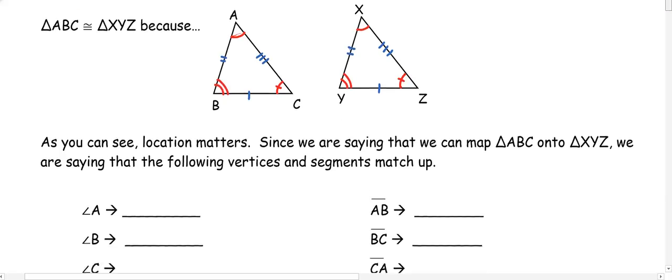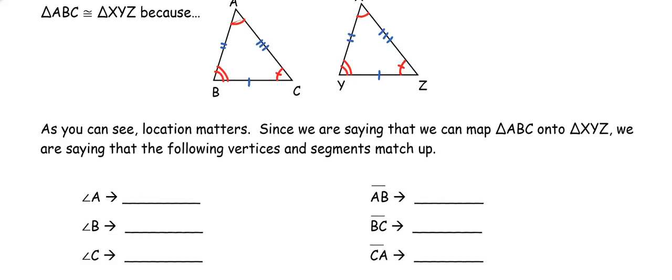So if we have angle A, the angle that matches up with angle A would be angle X because they're the first letter in the name. B matches up with Y because they're the second letter of the names. And then C would match up with Z.